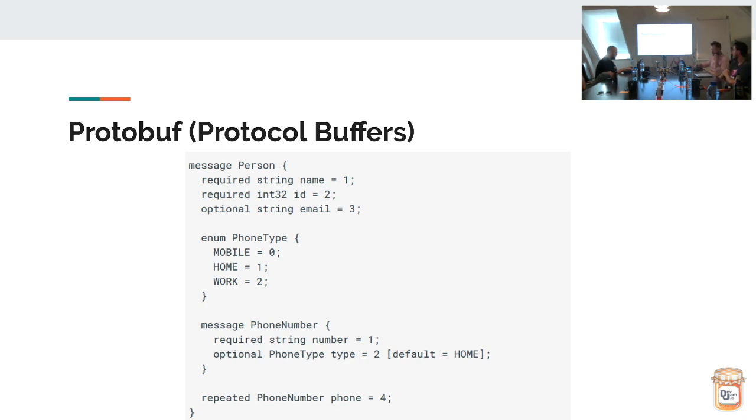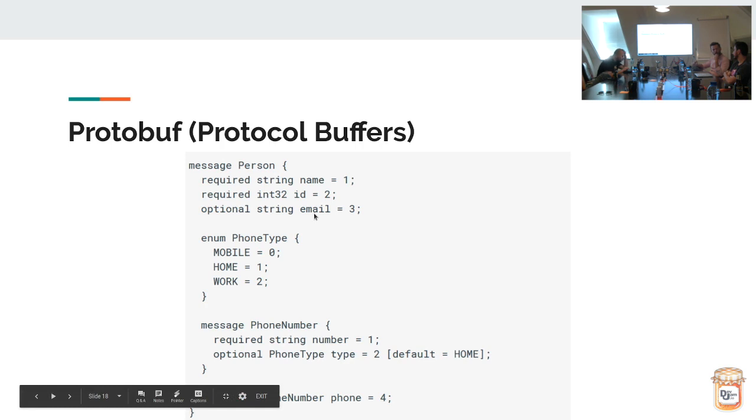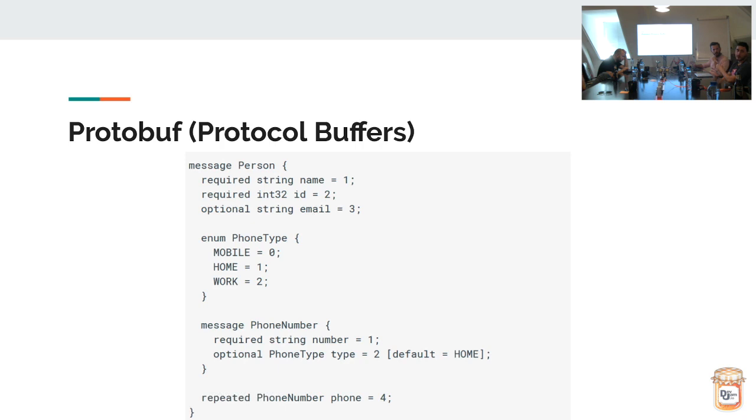For example, if you remove email and the client keeps sending email, it won't be a problem. No, it won't be a problem. It will just be ignored. No, I mean if the clients are using the old schema, yes, it will be a problem. No, it's not.